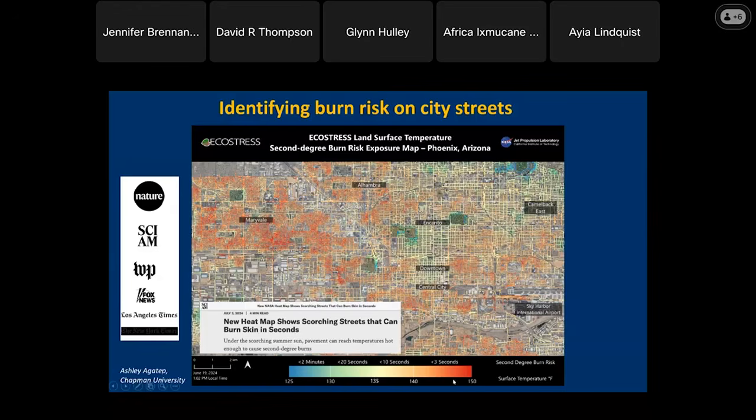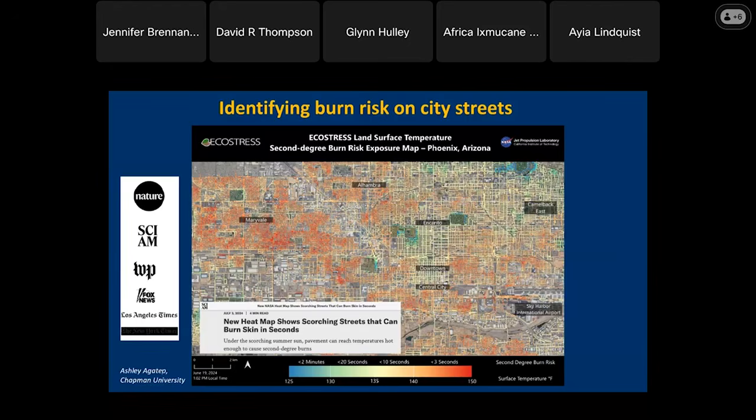So you can see the red areas here reaching about 150 degrees Fahrenheit, it will take less than 3 seconds to receive a second-degree burn, which is kind of frightening. In fact, in 2023, when Phoenix experienced a July where every single day in July exceeded 110 degrees, there were roughly 140 odd hospital visits from people falling on the ground and receiving these contact burns. And 14 of them, in fact, were fatal.